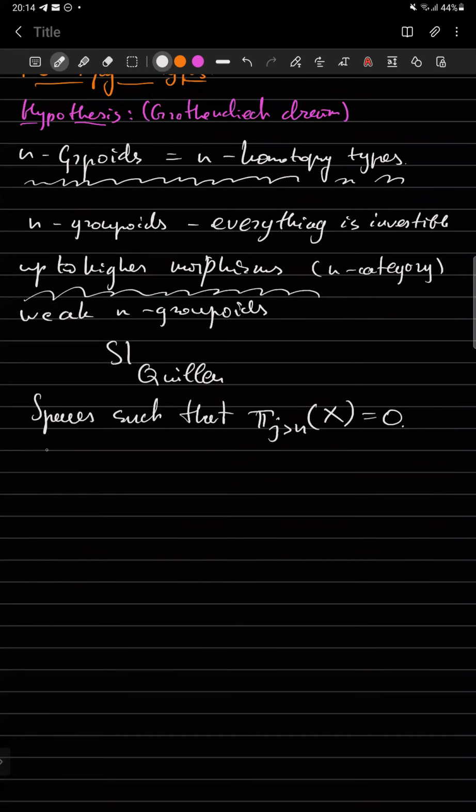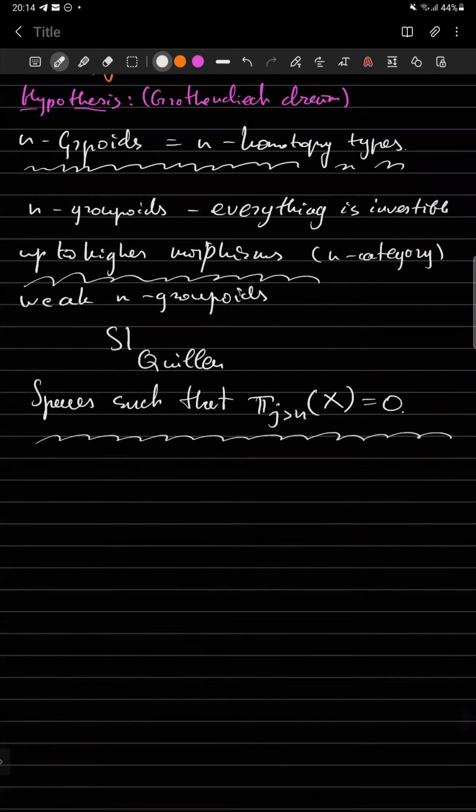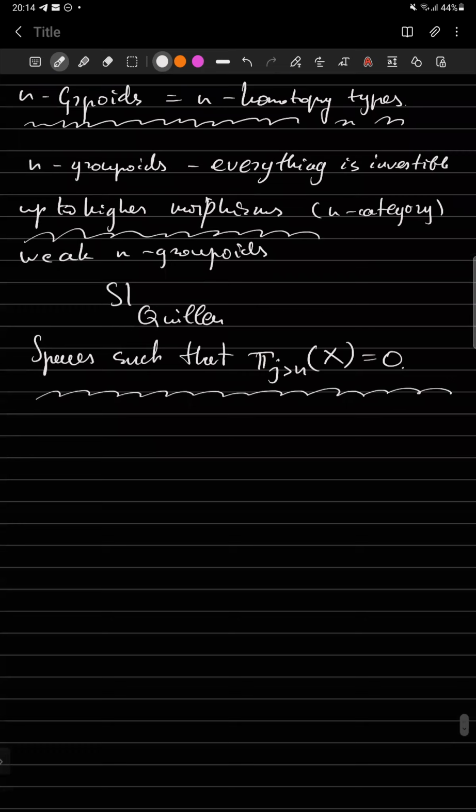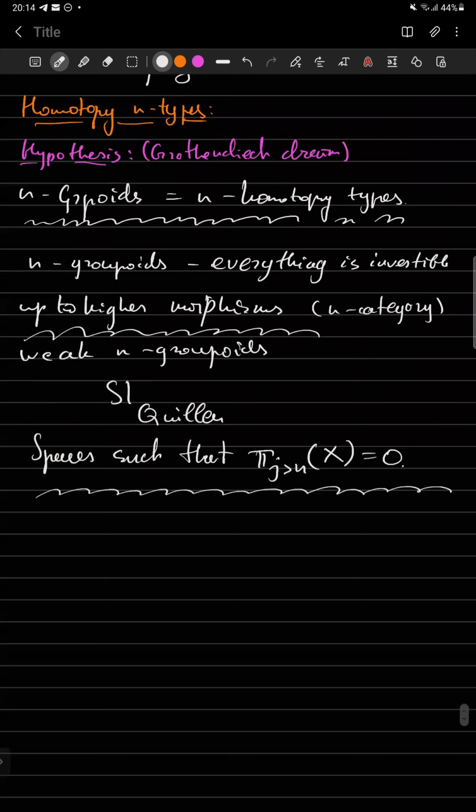So that's the basic idea behind Grothendieck's dream. One can see that on one side we have something categorical, n-groupoids, and on the other side we have n-homotopy types. And so if we believe in this hypothesis, then a certain statement about category theory can be formulated purely topologically and vice versa. So from a purely categorical statement, we can get a homotopical one.